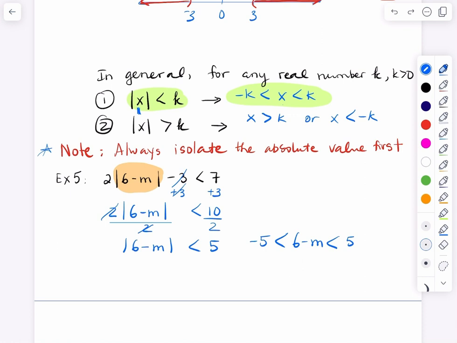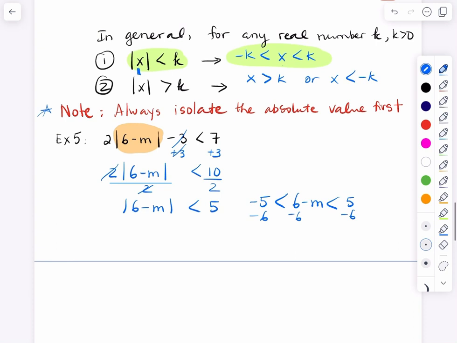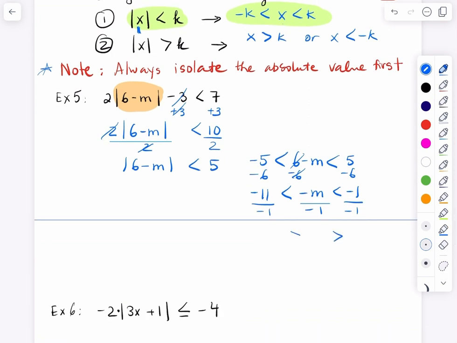So to get m by itself, first you're going to subtract 6 from all 3 sides. So we got negative 11 on the left, negative m in the middle, and negative 1 on the right. We still don't have m by itself yet. We want to divide everything by negative 1. Now notice that we're dividing everything by a negative number. We want to flip the inequality signs. So now we have positive m in the middle, positive 1 on the right, and positive 11 on the left. We can interpret this as 1 is less than m is less than 11.